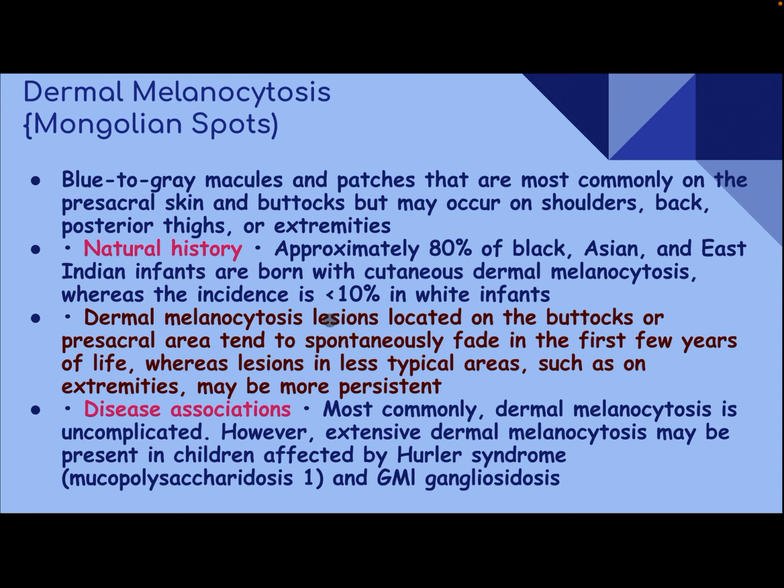Dermal melanocytosis lesions located on the buttocks or presacral area tend to spontaneously fade in the first few years of life, whereas lesions in a less typical area, such as on the extremity, may be more persistent. Disease association: most commonly dermal melanocytosis is uncomplicated. However, extensive dermal melanocytosis may be present in children affected by Hurler syndrome, mucopolysaccharidosis type 1, and GM1 gangliosidosis.